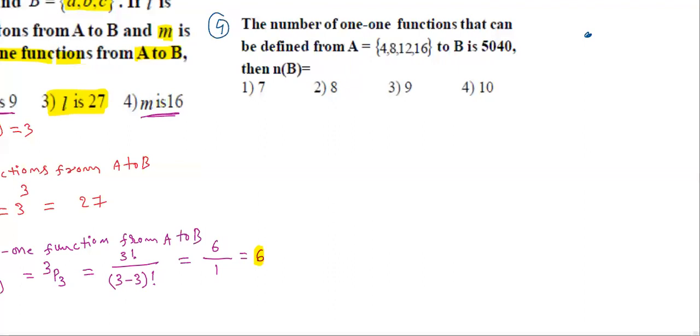Read the question, what is given. The number of one-one functions that can be defined from A to B is 5040. This is the question. By observing the question, how many elements are there in set A? There are only 4 elements. But we need to find n(B). n(B) is the question mark.